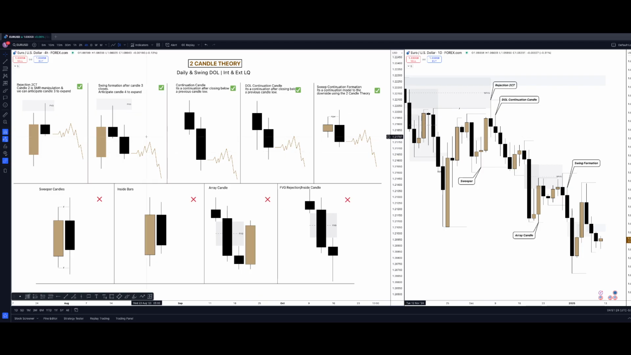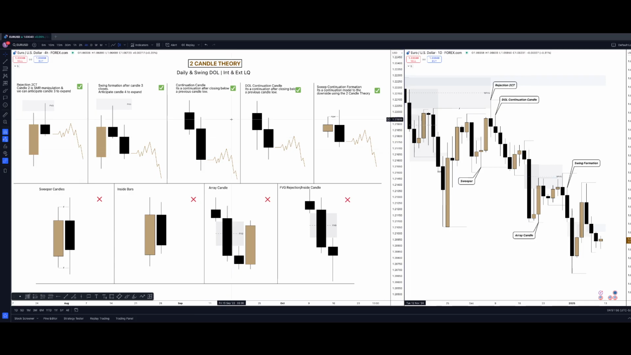Second example is a swing formation after candle 3 closes, anticipating that candle 4 is going to expand. Over here, market rides up, not taking the external range liquidity within this daily fair value gap. Candle taps in, gives a strong rejection. Candle 3 closes to the downside. We still have our external range liquidity available. We can anticipate that candle 4 is going to continue in that fashion.